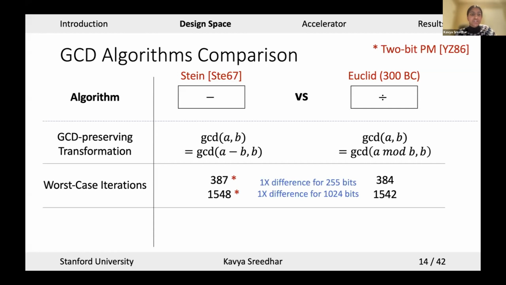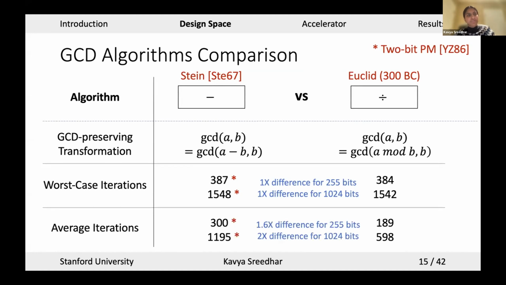So the first thing we did was compare the number of iterations for the worst case inputs, which is what we end up using for our constant time implementation. And we actually consider an optimal point within the Stein family of algorithms, which is known as the 2-bit PM algorithm. And this reduces by 2 bits, or divides by 4, whenever it's possible, hence the name. And we quickly see that the number of iterations for worst case inputs are quite similar between these two families of algorithms. And given that Stein's, the 2-bit PM algorithm, uses subtraction, the operations are much faster, and this is clearly the better family for this application.